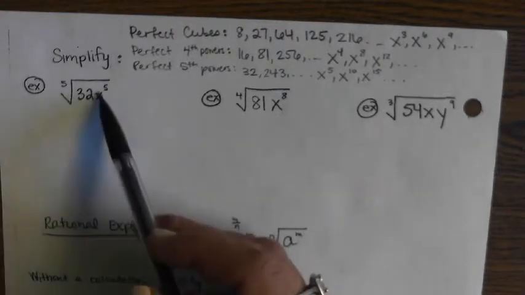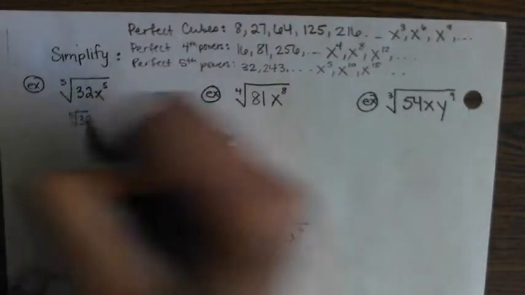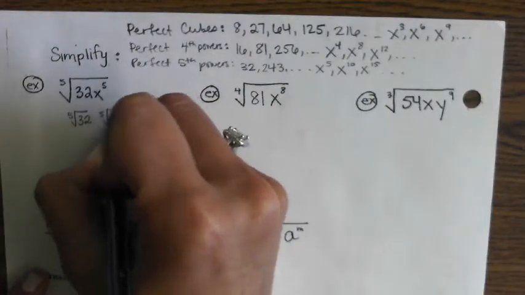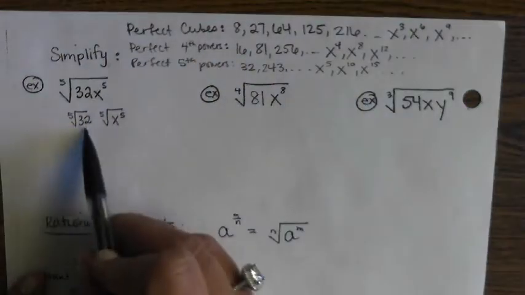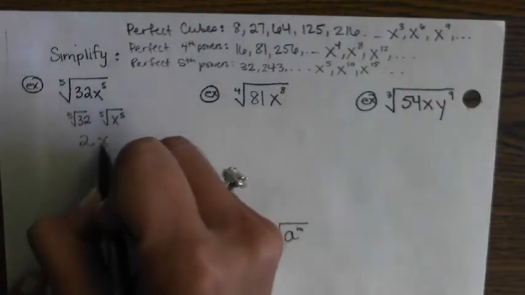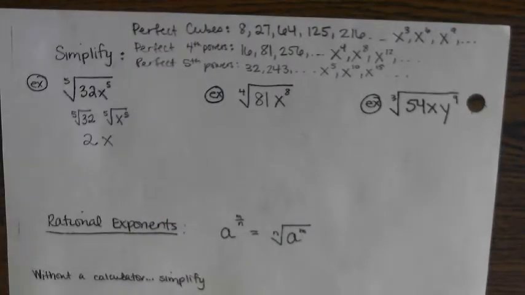Now, 32 is directly from our list, so we don't need to really break that down at all. And the 5th root of x to the 5th is on our list. So the 5th root of 32 is 2. The 5th root of x to the 5th is x. Do we need absolute values around this? No, because we're dealing with an odd power.